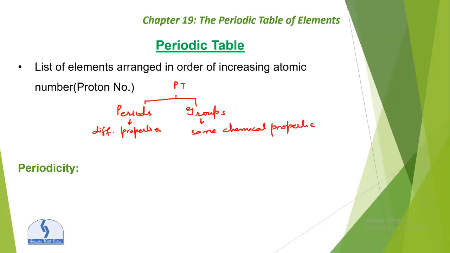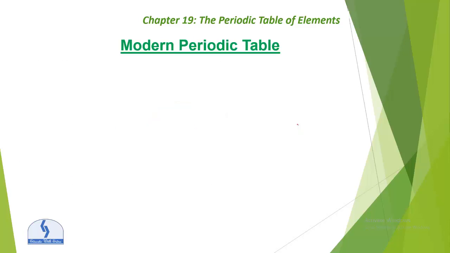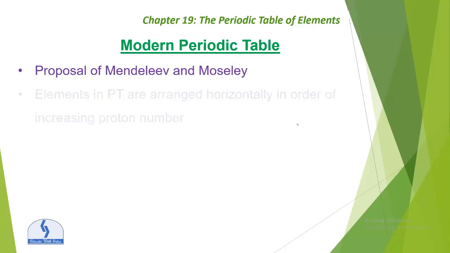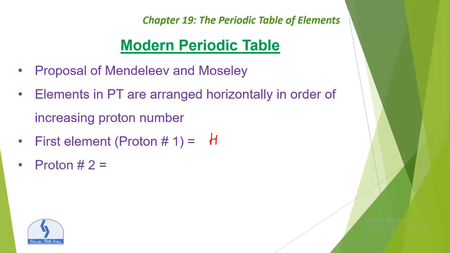Periodicity. What is periodicity? It refers to the recurring trends that are seen in the elements' properties. Next is the modern periodic table. The modern periodic table is based on the proposal of Mendeleev and Moseley, and the elements are arranged horizontally in order of increasing proton number. The first element, having proton number 1, is hydrogen. The proton number 2 is helium in the periodic table, and so on.